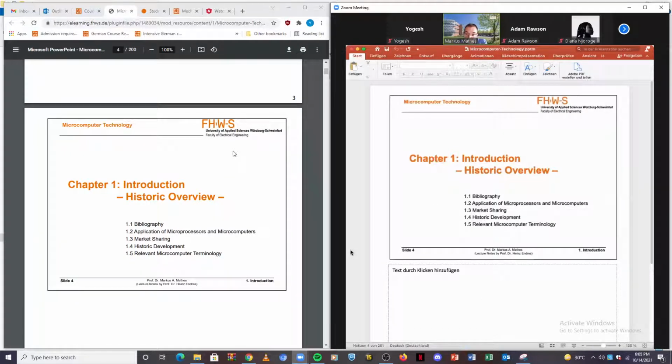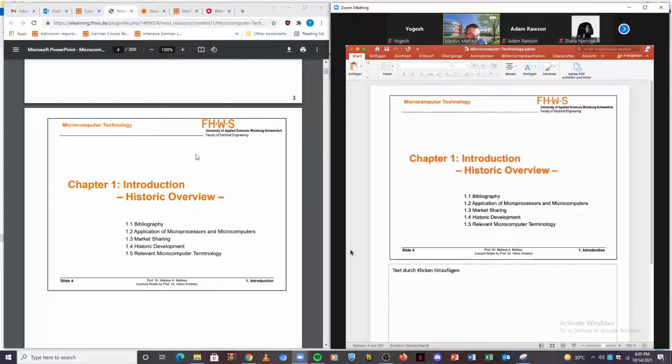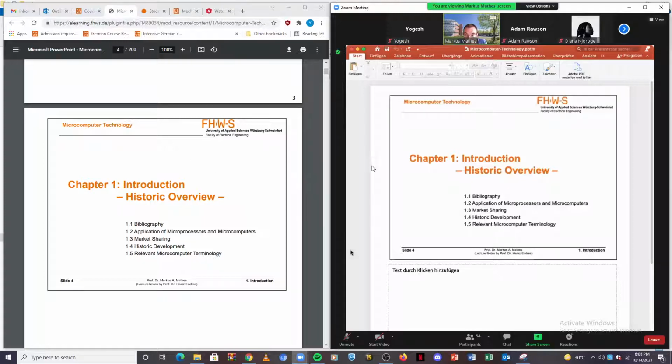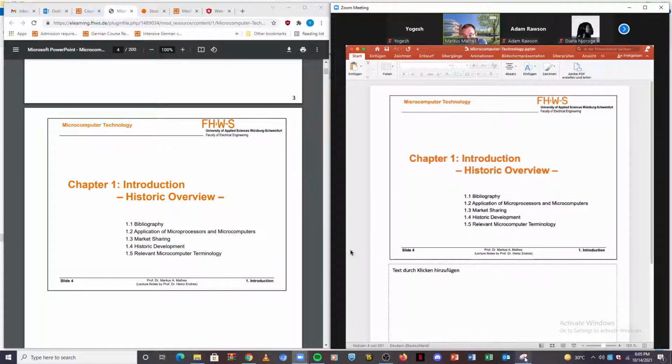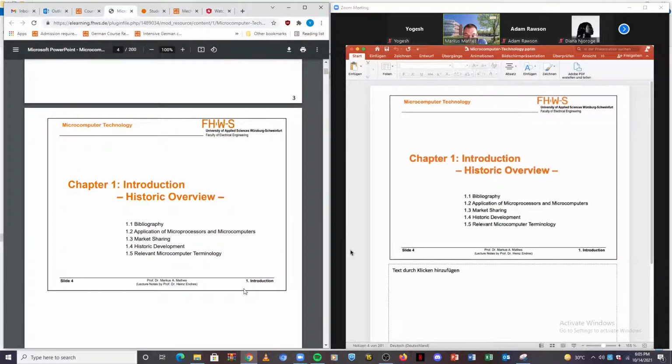Good, then let's start with a good old introduction. So the first chapter is always the introduction: a short historic overview about microcomputers. We will not cover all slides. I will outline the most interesting topics here. We start with the bibliography, with some textbooks that you can use, or feel free to use them.